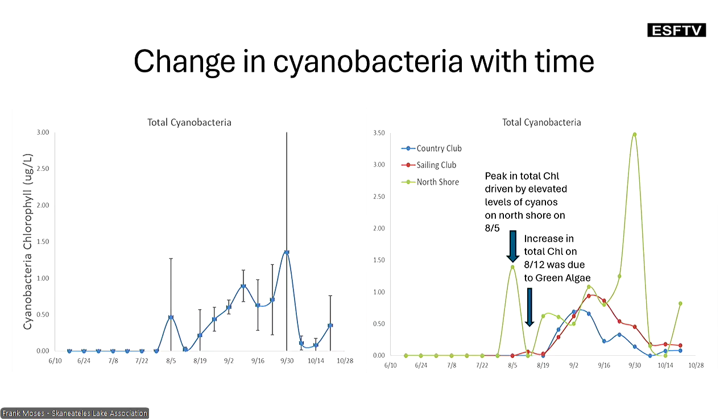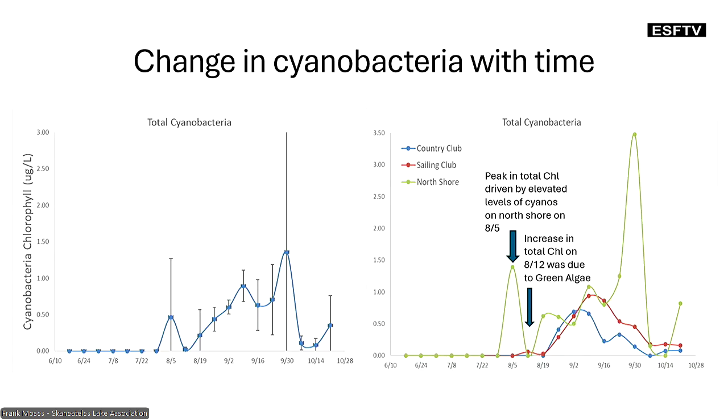This is actually looking at just the cyanobacteria channel. You can see cyanobacteria start showing up around August 5th. They gradually increase up through September. But if we go back to that North Shore site and focus in on August 5th, we have a huge peak in cyanobacteria. Well, it's not huge, it's 1.5 micrograms per liter, which is pretty darn low. But anyway, we have a peak in cyanobacteria.